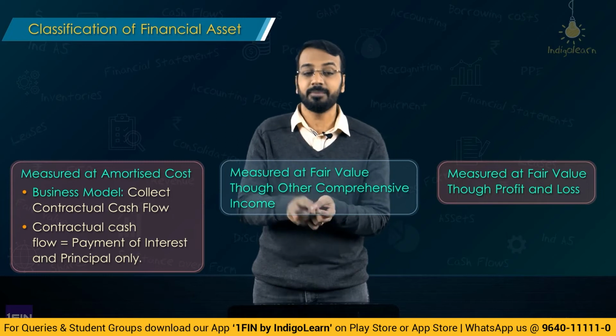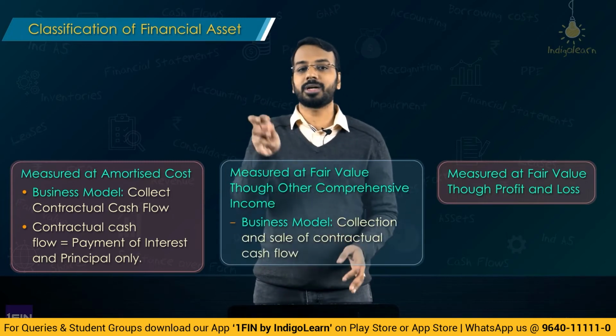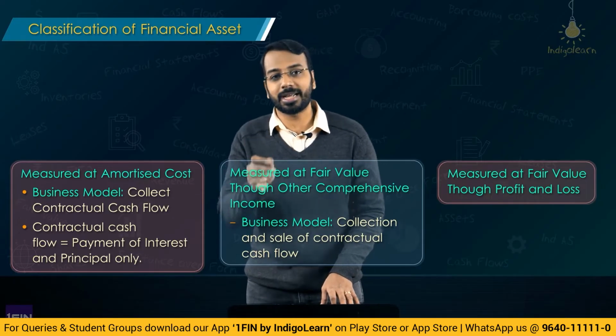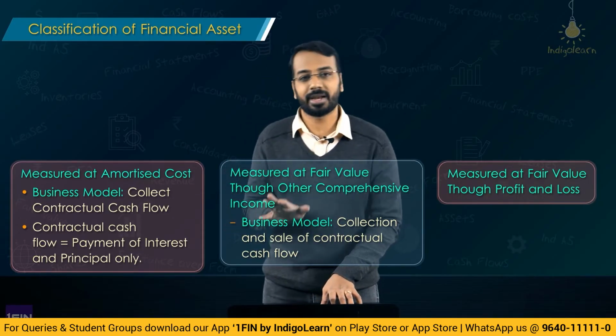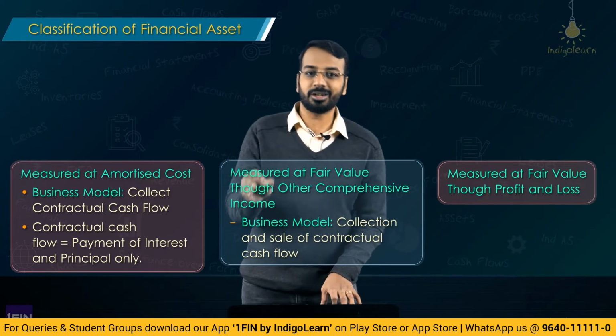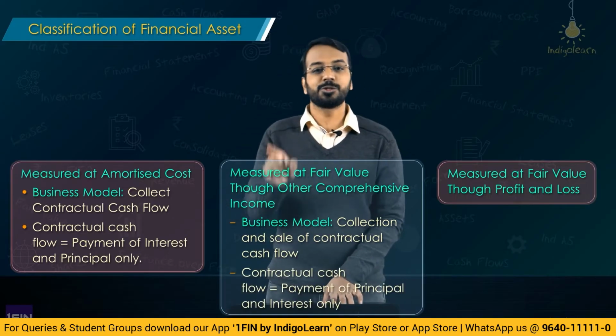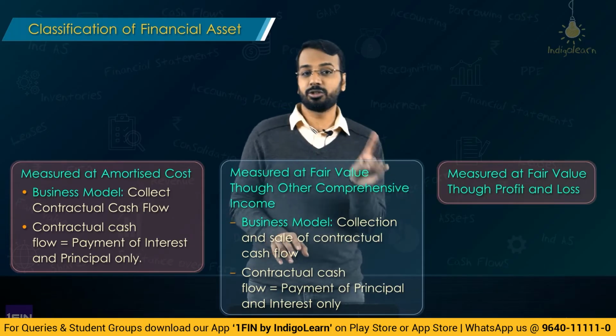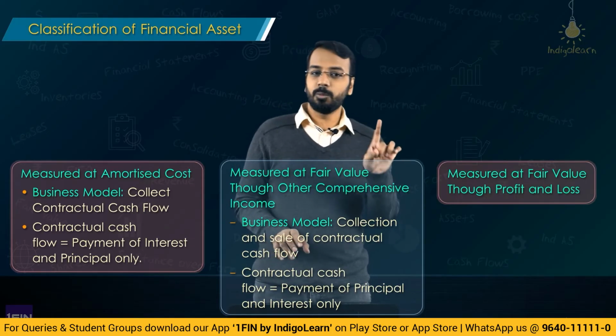Coming to FVTOCI, the business model is hold to collect and sell. You are holding the financial asset to collect the contractual cash flows and to sell the financial asset. And the contractual cash flows are again SPPI, solely the payment of principal and interest. And the last category is the residual category, which is fair value through P&L.